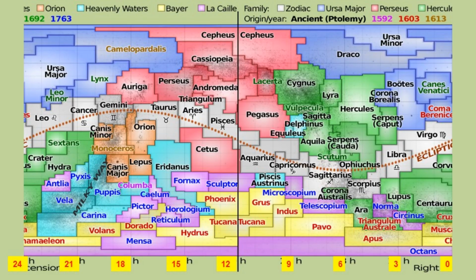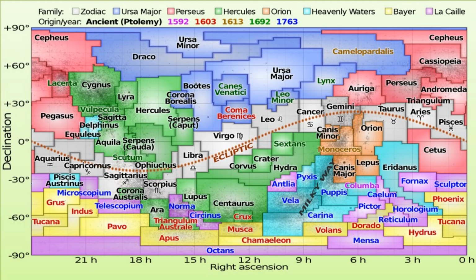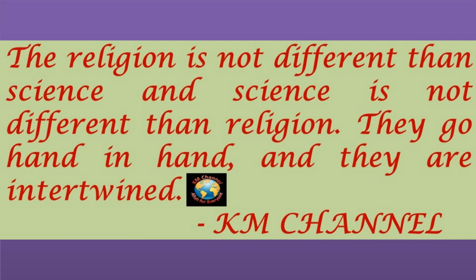All this information also shows that the modified constellation map is correct. Therefore, I request the IAU to restructure the existing constellation map as told by the creator of the universe himself and follow his instructions. All this information implies that religion is not different from science and science is not different from religion. They go hand in hand and they are intertwined.